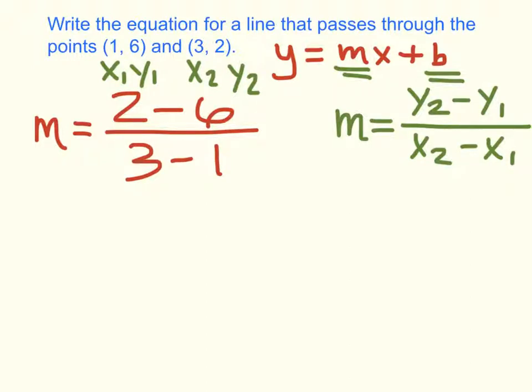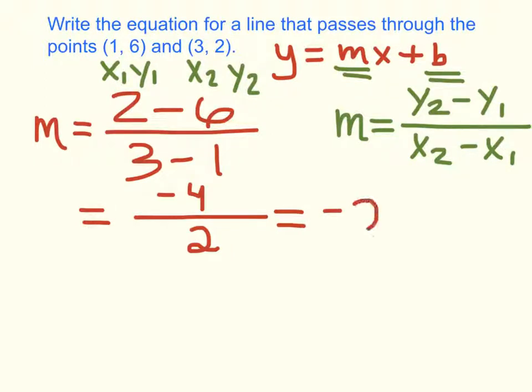So now we just need to do some subtraction and division to find the slope. 2 minus 6 is negative 4. 3 minus 1 is positive 2. And now we just have to divide. We have negative 4 divided by 2. That division works out nicely. We get an answer of negative 2. If the division hadn't worked out so cleanly, you could get a decimal answer, or you might leave your answer just as a simplified fraction.